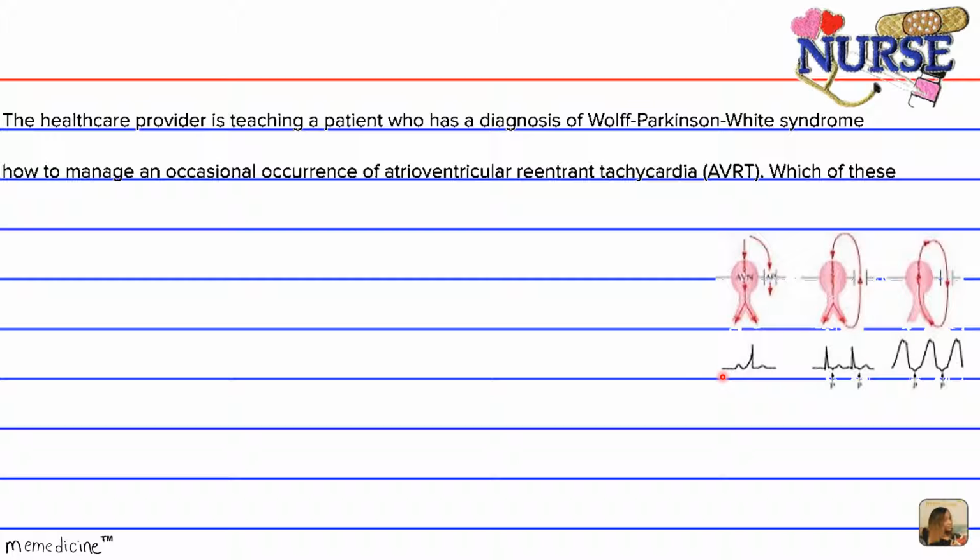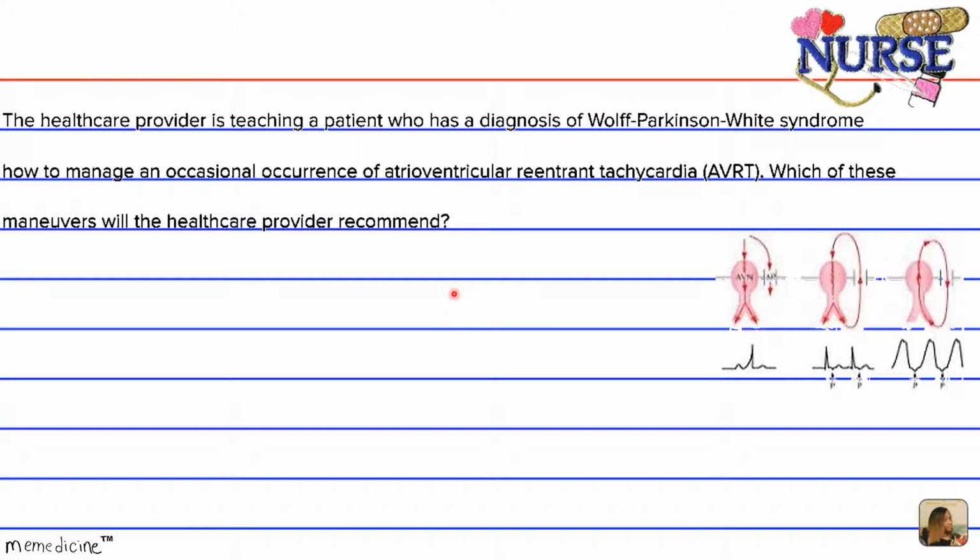And so this is what a normal electrical impulse looks like. This is what the orthodromic type AVRT looks like on an EKG. And this is what the antidromic type AVRT looks like on an EKG. All right, that's just a little aside for review.